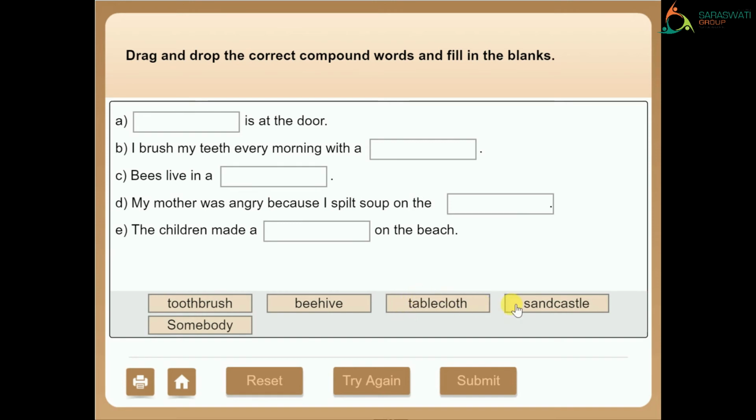Sandcastle is at the door. Now sandcastle cannot be at the door. The next word is somebody. Somebody is at the door.